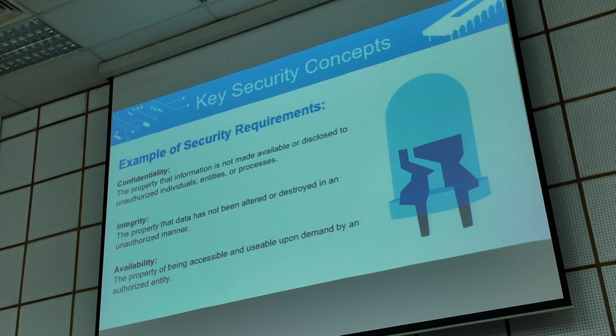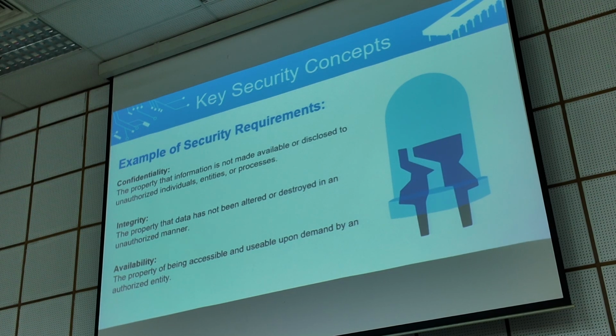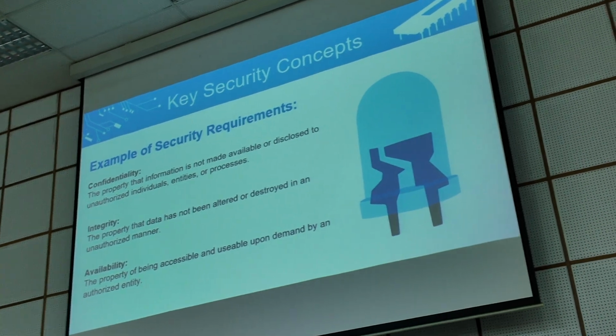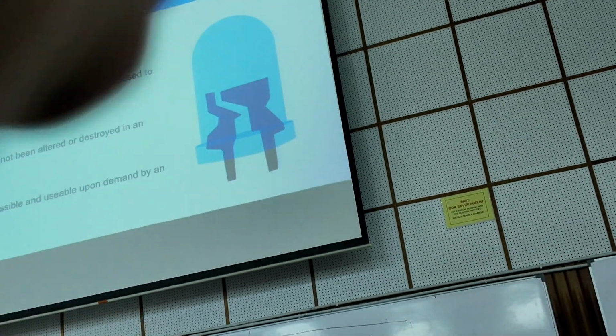First one, confidentiality, means that only authorized users can access the file. The second one is integrity. You want to make sure the data has not been modified by others. The third one is availability. You want to make sure that the system is always available to the user when the user wants to use it.